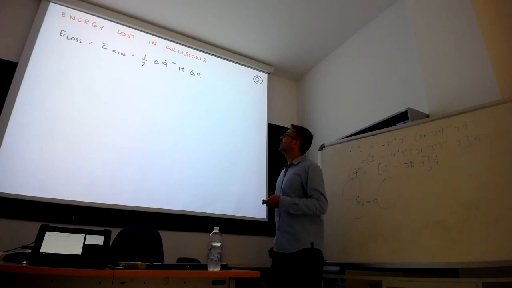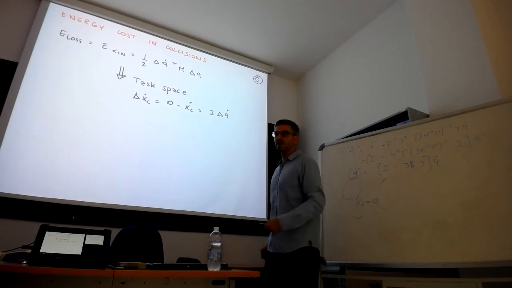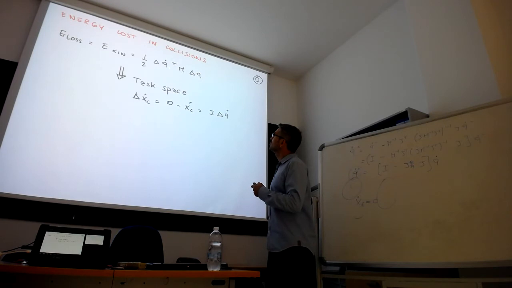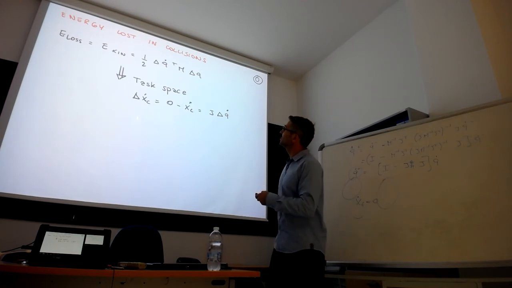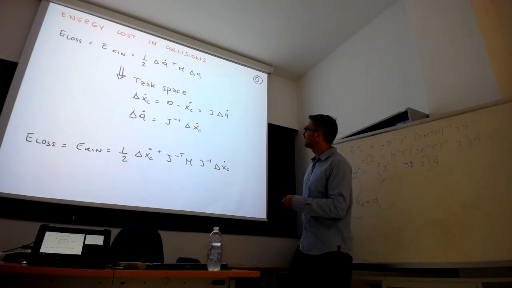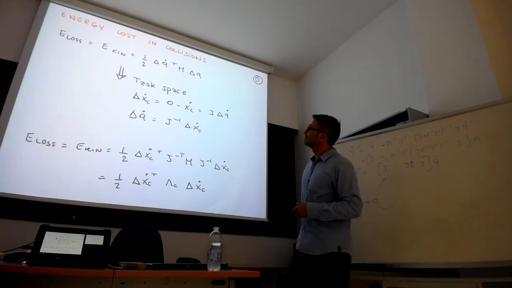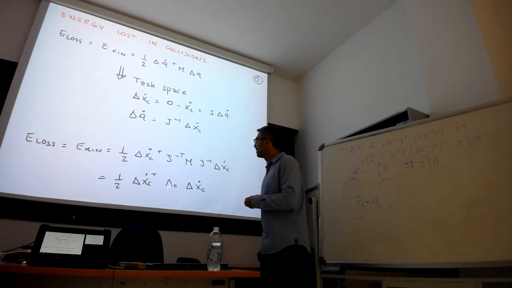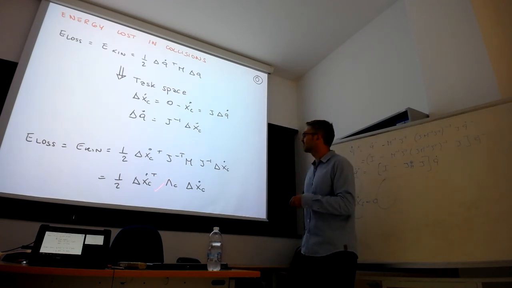Just a quick note on energy loss in collisions. You can relate the energy loss as the kinetic energy that you lose to get in contact, and you can relate the joint space variables to task space variables this way. And if you replace, you can compute the kinetic energy loss this way, which is the operational space equivalent of the joint space kinetic energy, with the effective inertia, the contact inertia, rather than the joint space inertia.